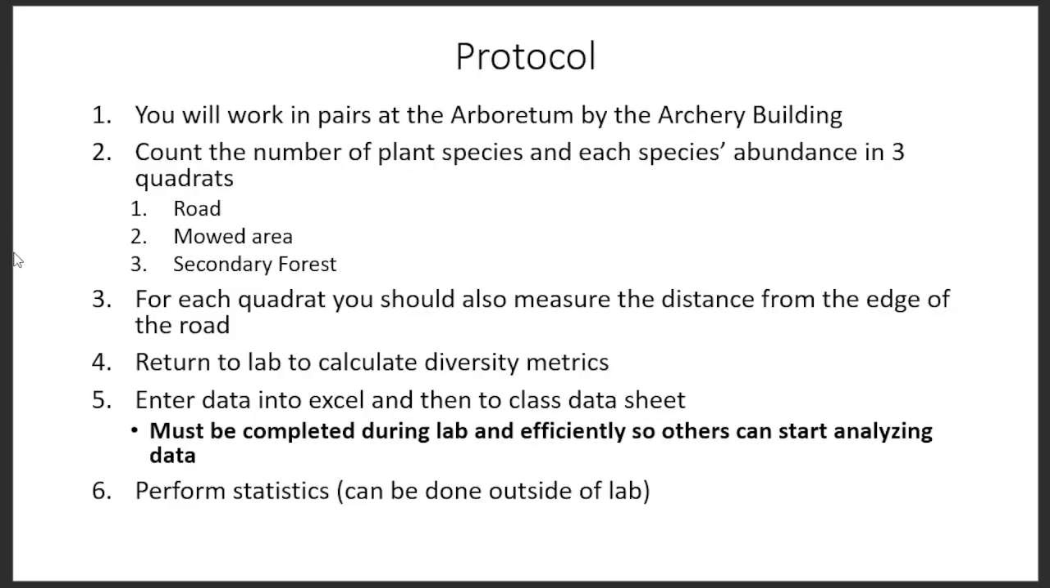So again, meet at the Arboretum by the archery building, work in pairs, and count the number of species and each species' abundance in 3 quadrats: the road, mowed area, and secondary forest. For each quadrat, you should measure the distance from the edge of the road. Return to lab to calculate diversity metrics.